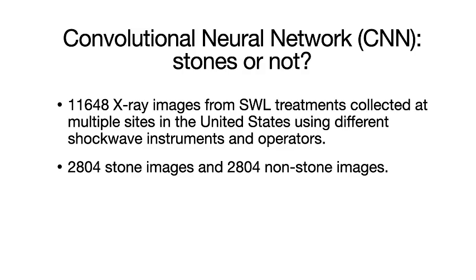Why did you collect images from multiple sites using different shockwave instruments and operators? Why not use images from one site, for example? Great question. Using data from multiple sites, different instruments, and various operators makes the predictions more generalizable, meaning that the outputs are independent of site, instrument, or operator. In other words, the CNN model will be more robust because our data comes from multiple sources. Ah! What a great plan!